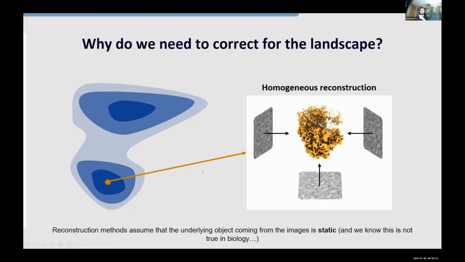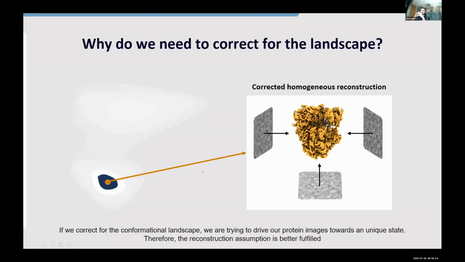So what if we can, as we said before, collapse the landscape to just one point? Well, if we can collapse the landscape, then it means that all the particles will have exactly the same conformation. So if we do a homogeneous reconstruction, we are recovering again the region that was not moving, and also the region that was moving a lot. And in principle, we should be able to get as high resolution as in the one that we have here, in theory.